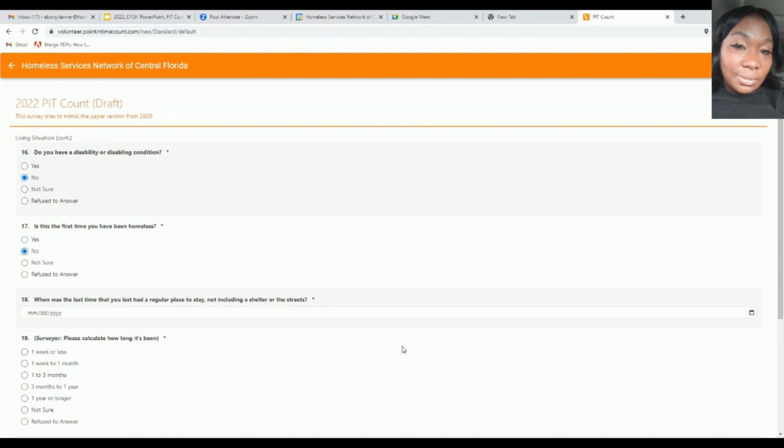When was the last time that you last had a regular place to stay, not including a shelter or the streets? The person that you're surveying might need some assistance with this. If they don't remember, you can ask them if it was warm, if it was cold, if there was a holiday that was recent or a holiday that passed, something that might jog their memory, where you can work with them to see when the last time they had a regular place to stay.